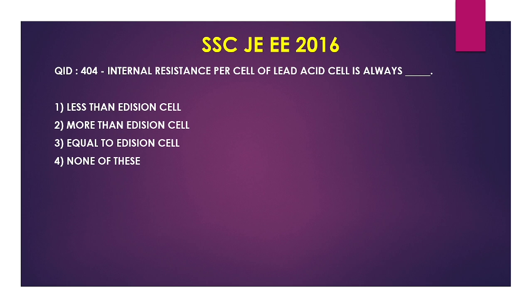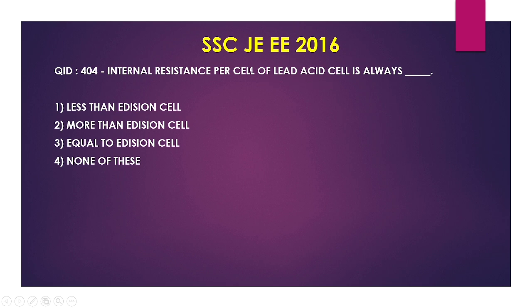Internal resistance per cell of lead acid cell is always dash. This is the question. The options are less than Edison cell, more than Edison cell, equal to Edison cell, and none of these. This question is about the internal resistance per cell of lead acid cell.